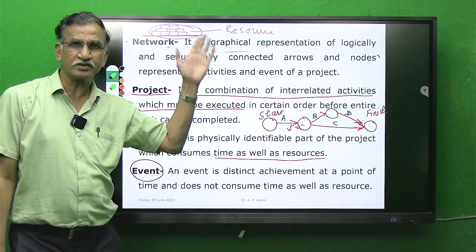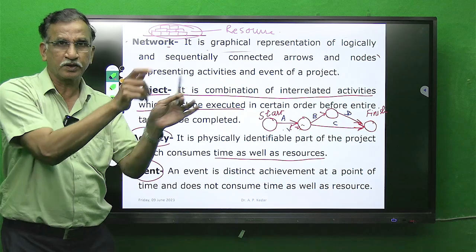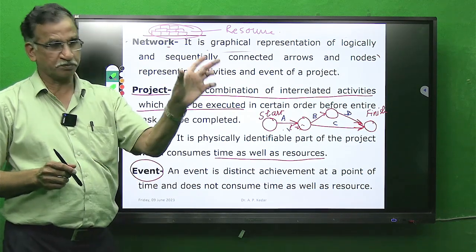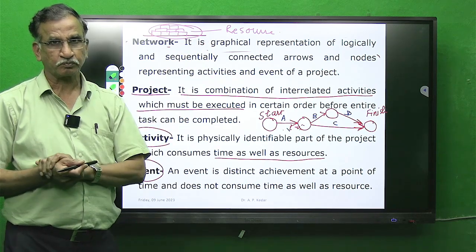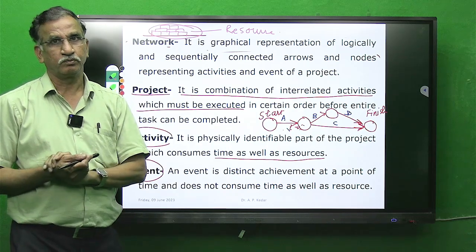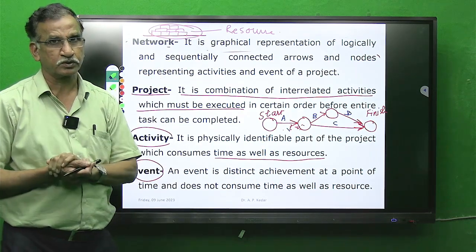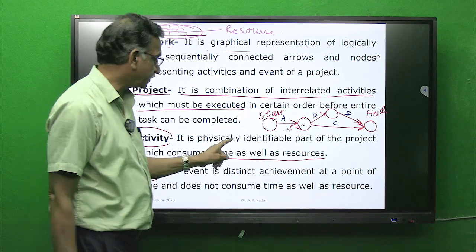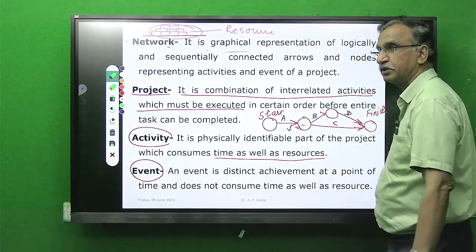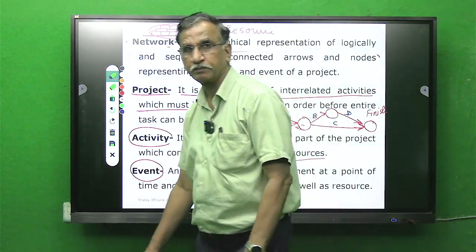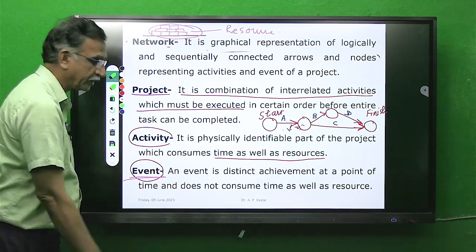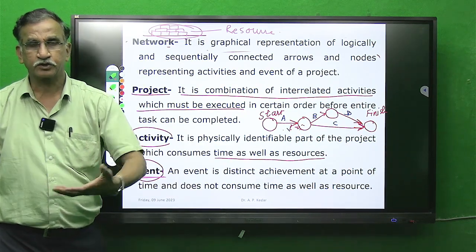So this is physical. We can see with our eyes a mason working on the site, I can notice that so much time is consumed. Also, so much quantity of material is consumed, which we refer to as resources. So activity is a physically identifiable part of the project which consumes time as well as resources. Got it? Now students, event. I have given one example of the conduction of this lecture.